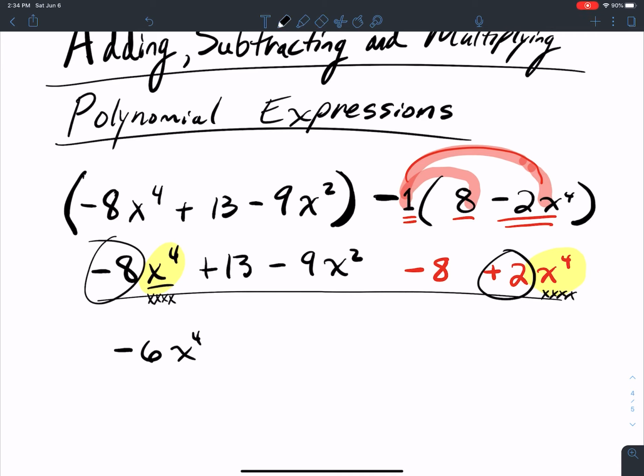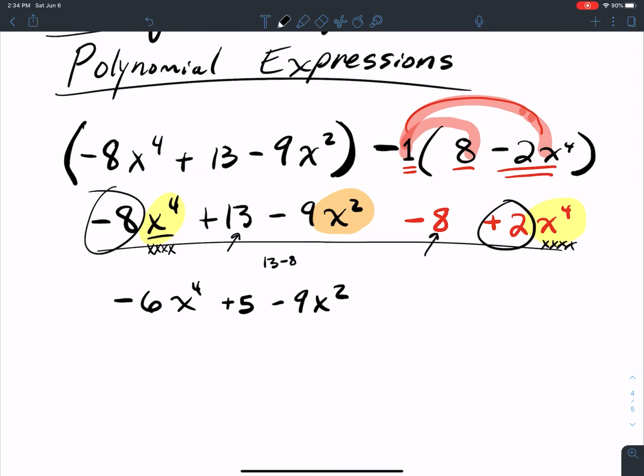So then the next term I've got is 13. Okay, 13 has no variables. This one's got variables, so that's not going to combine. This one has no variables, so I'm going to combine the positive 13 and the negative 8 to get a positive 5. Okay. And then last, I've got a negative 9x squared, and there's nothing else left, so that's just negative 9x squared.